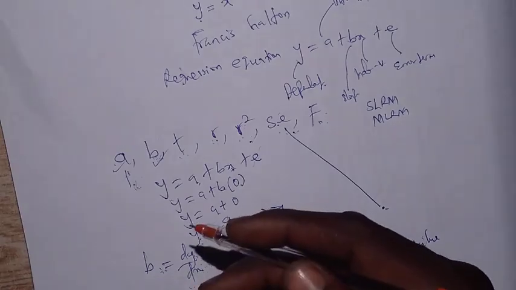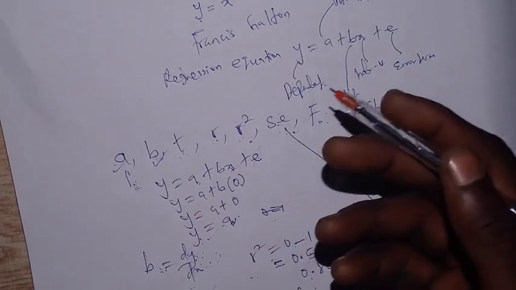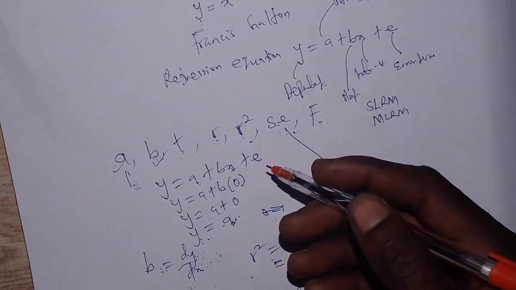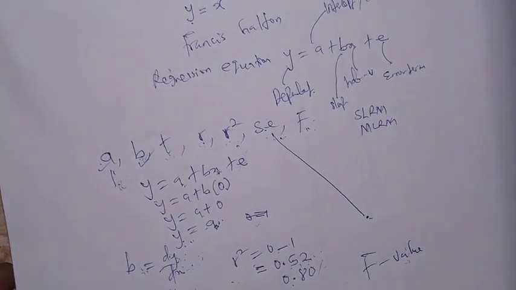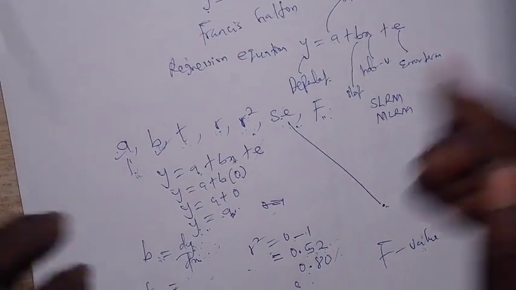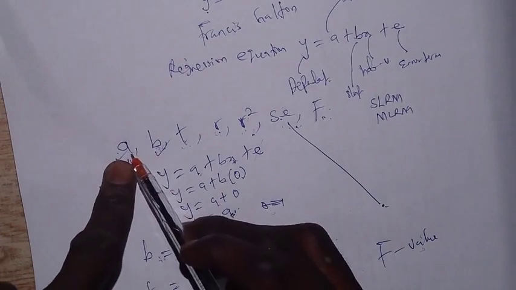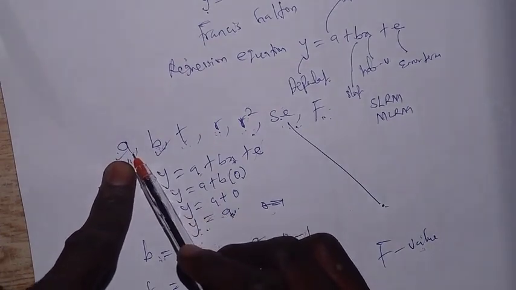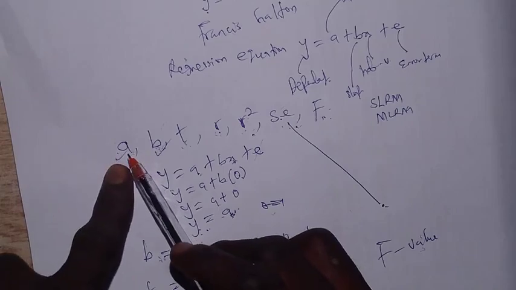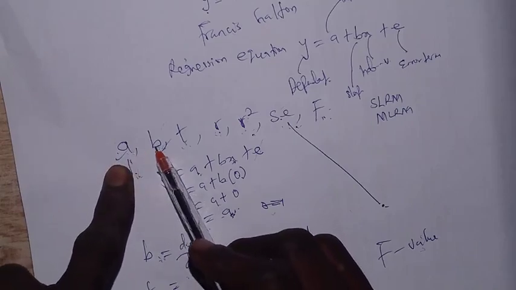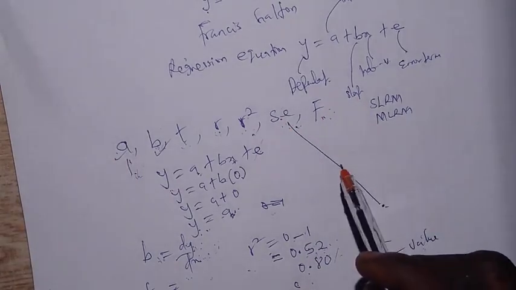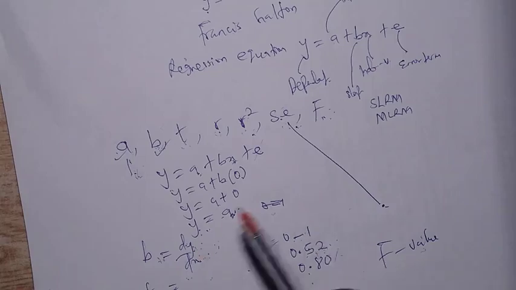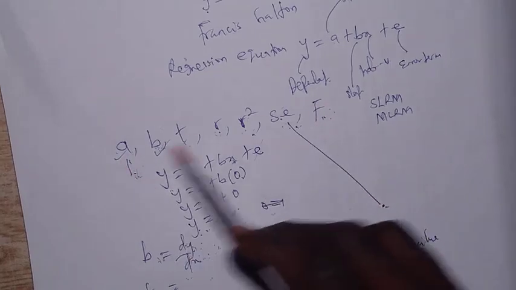Example, real life problems like irrigation farming, for instance. Everyone is conversant and familiar with irrigation farming. So it is even imperative for you as agri-economics students to know the explanation of A, B, T, R squared, SE, and F value. Why? Because you can go no further without understanding these 7 statistics.